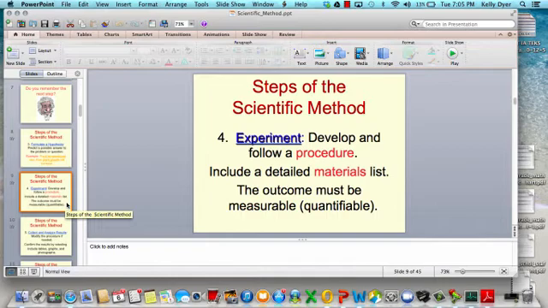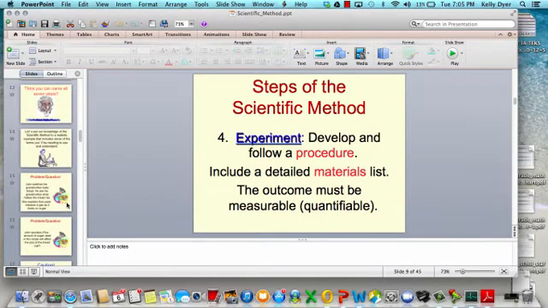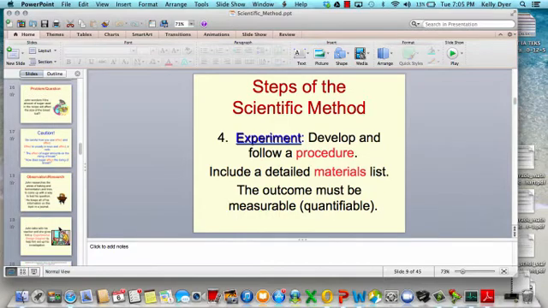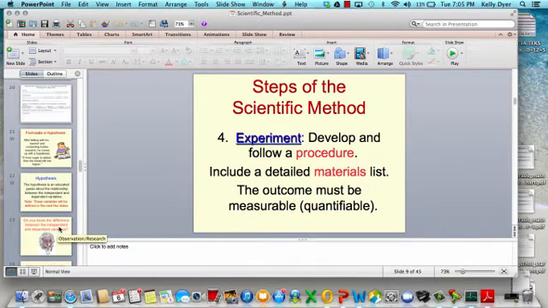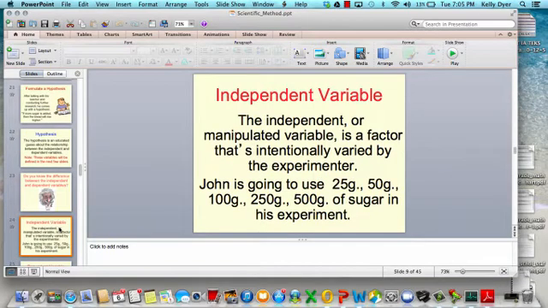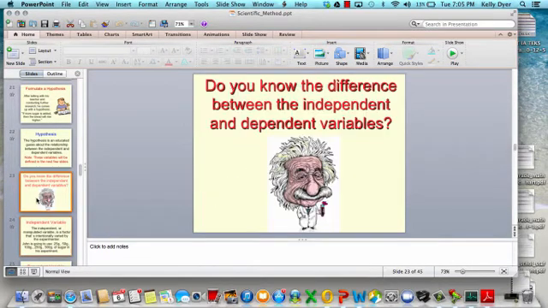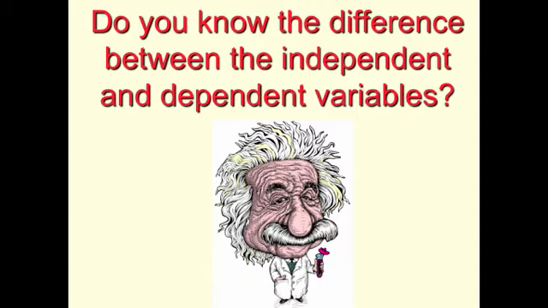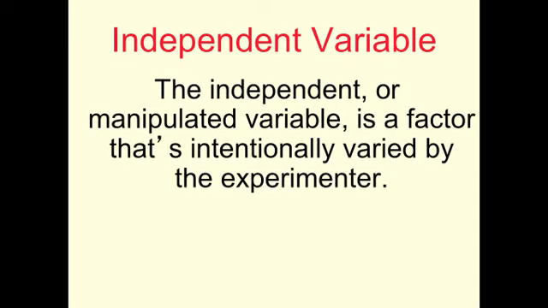So when you do your experiment, you have variables. Okay, so do you know the difference between an independent variable and a dependent variable? Well, let's talk about what a variable is. A variable is part of the experiment that either stays the same or changes, but it's basically the parts of the experiment.